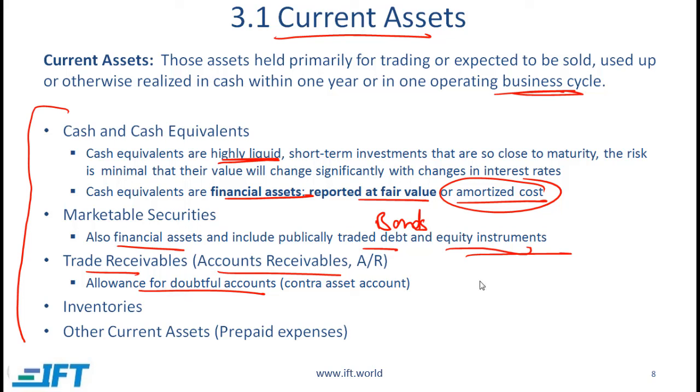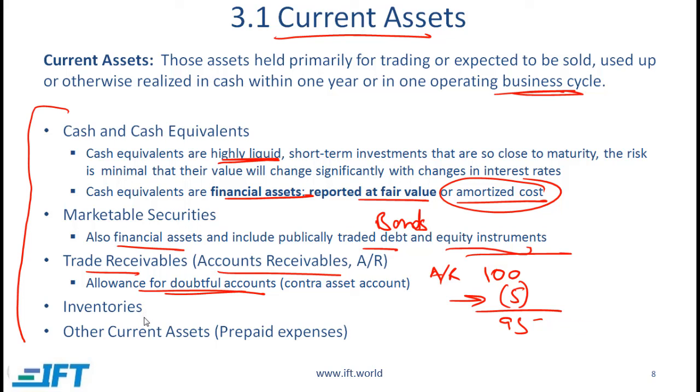Let's say that customers owe you 100. This would be an accounts receivable. You have made the sale and it's a credit sale, so the receivables is 100. However, there is an allowance for doubtful accounts because you expect that out of this 100, 5 will not be paid. This 5 is the allowance for doubtful accounts. This is called a contra asset account because it reduces the value of the asset. So your net accounts receivable is 95.